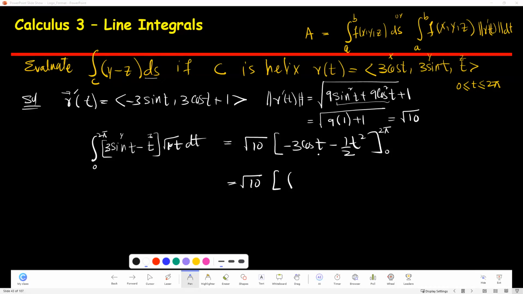So sine of 2 pi is going to be 1, so it's going to be minus 3, minus, then putting in 2 pi, cancelling, 2 times 2 is 4, so 4 t square divided by 2 is going to be 2 t square, 2 pi square. Minus, I'm going to substitute the value of 0 here, so it's going to be minus 3 cos 0, which is 1, minus 3, minus, if I substitute 0, everything becomes 0. So the answer is minus 2 root 10 pi square. That is my answer.